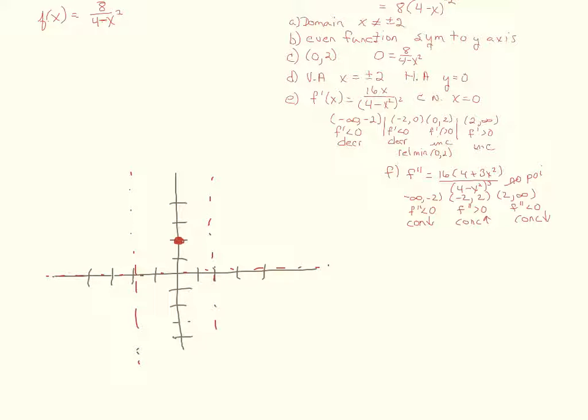I know that my function is decreasing from -infinity to -2, and it's also concave down, so it has to approach the asymptotes. In between -2 and 2, it's concave up, and it's decreasing until I get to x equals 0, and then it begins to increase, which is still concave up. And then from 2 to infinity, we have an increasing function that's concave down, so it's going to look like this. So we just graphed that function by using all of the information that's been available to us.